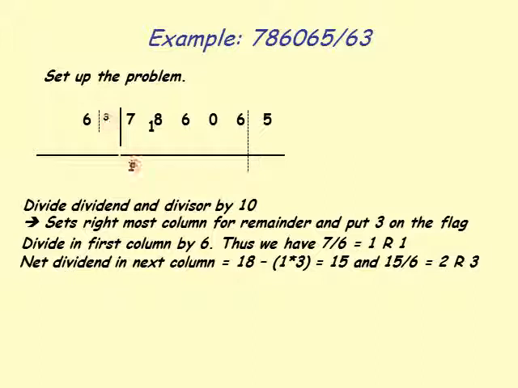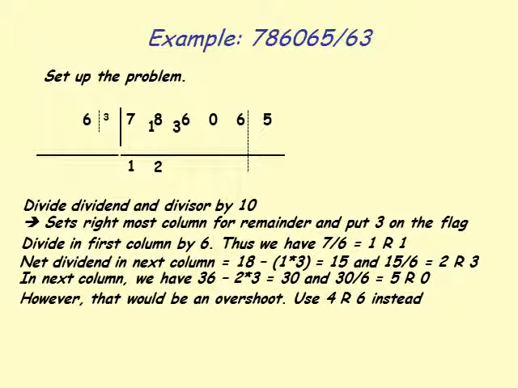3 is the flag digit, 1 is the quotient. So 18 minus 3 is 15, and when we divide 15 by 6, I have a 2, remainder 3. Okay, let's continue here. So we get 2 here and the remainder is 3. In the next column, the gross dividend is 36. Let's continue. In the next column, we have 36 minus 2 times 3. 2 is the quotient digit and 3 is the flag digit, which is 36 minus 6 is 30. And then we divide.